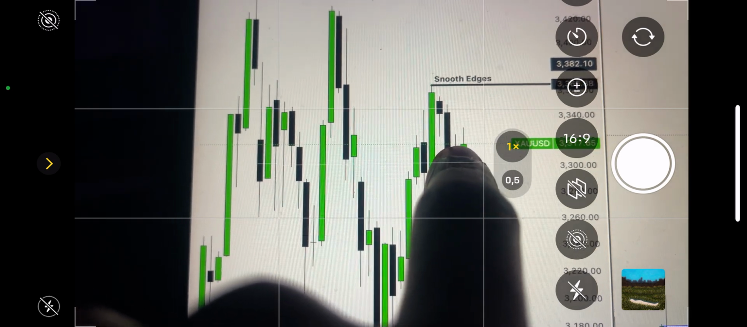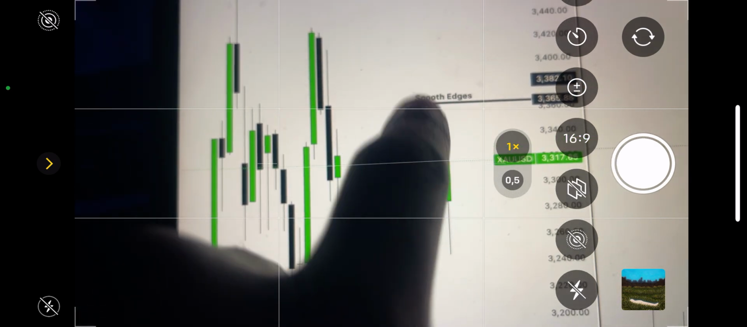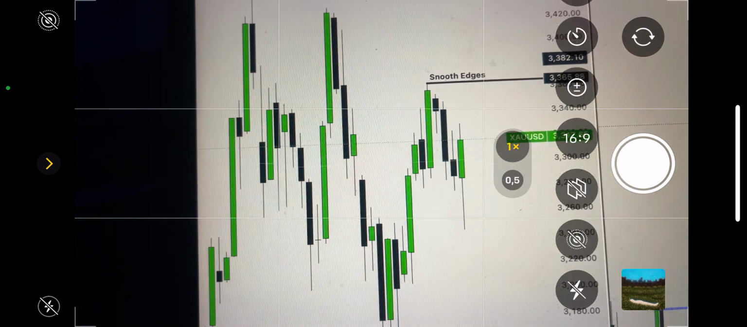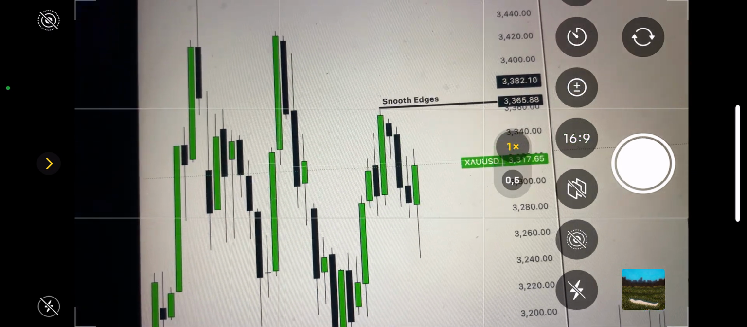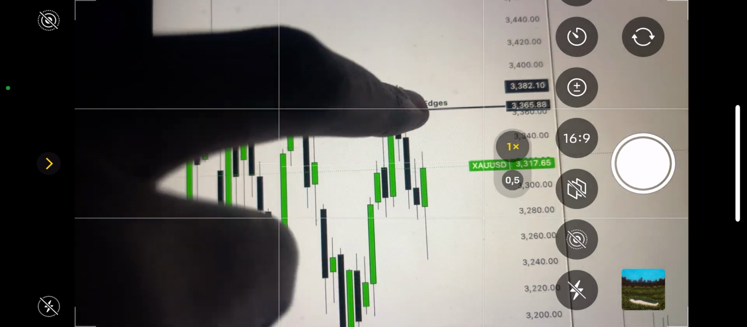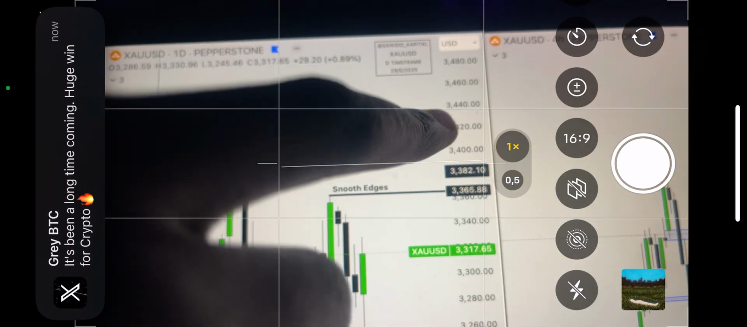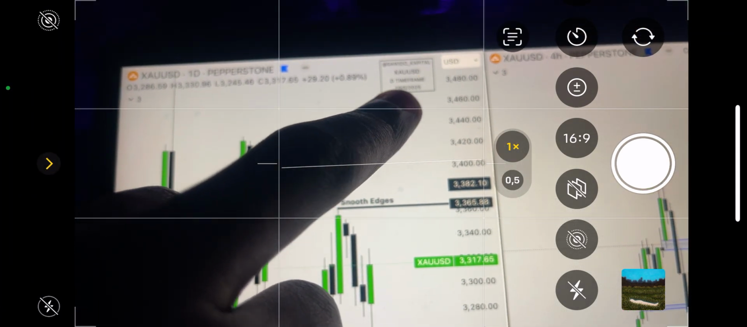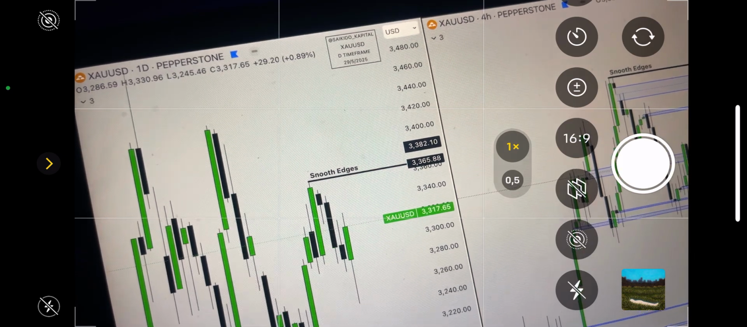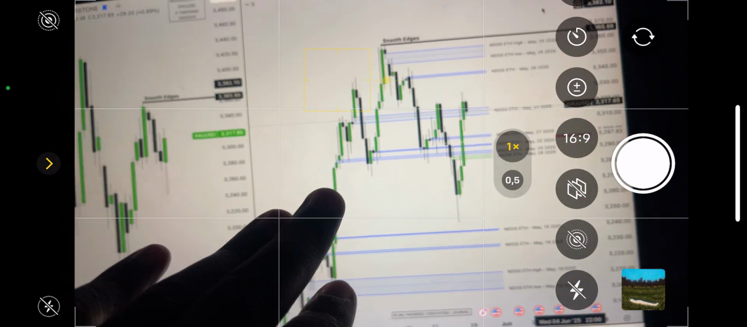We are closing back inside the range, but I still like those smooth edges there. If you watched the video of me outlining my weekly forecast, you know exactly why I'm still pointing those things out. You should go and watch that video. This is the daily chart, and on 4 hour, this is what you have.